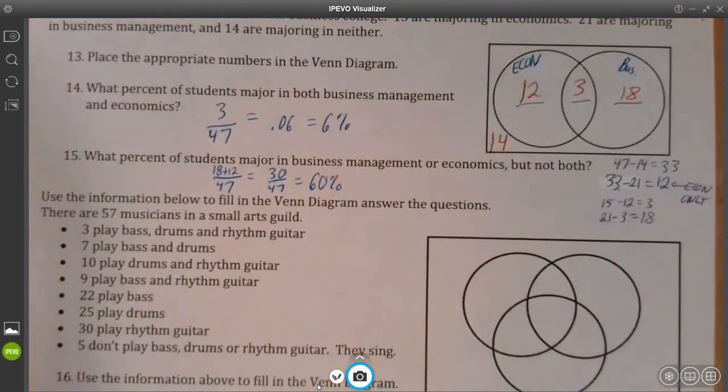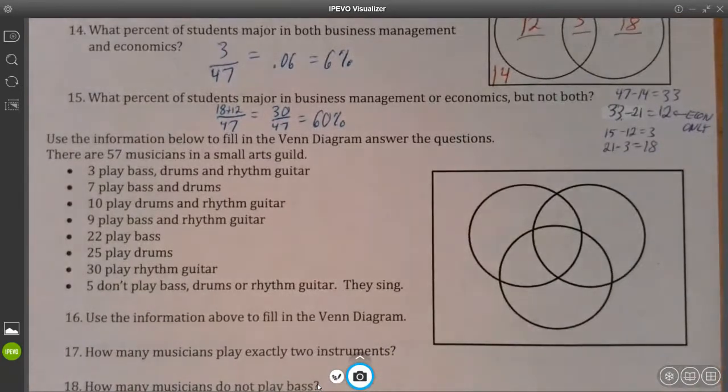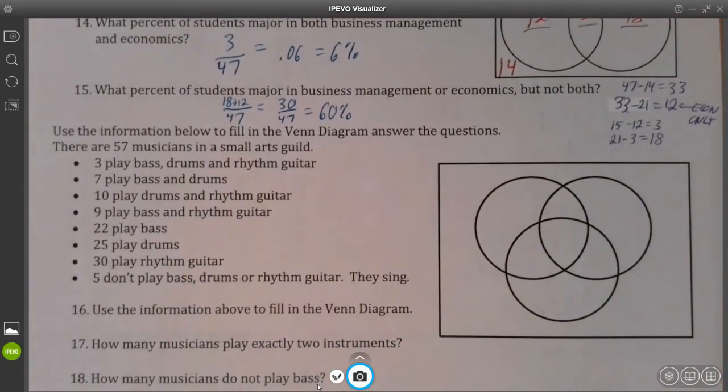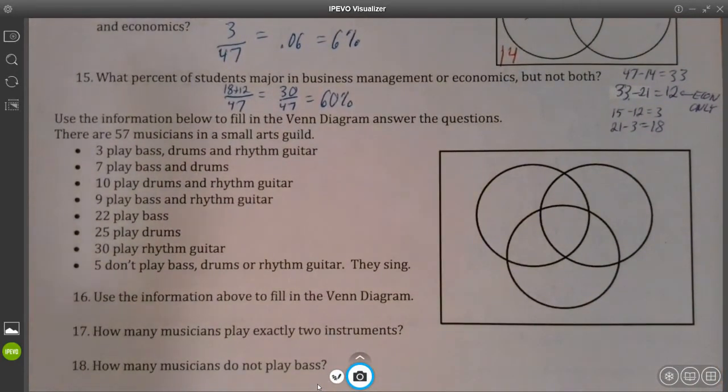All right. Now it gets fun. You thought you were having fun. Now it's going to give you more fun. Use the information below to fill in the Venn diagram and answer the questions. There are 57 musicians in a small arts guild. We have 3 that play bass, drums, and rhythm guitar.